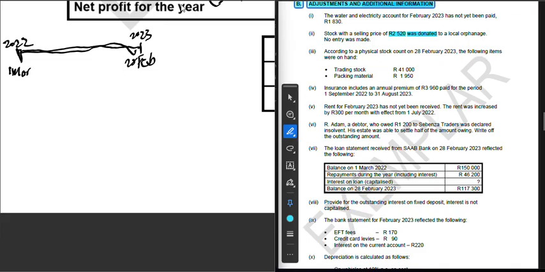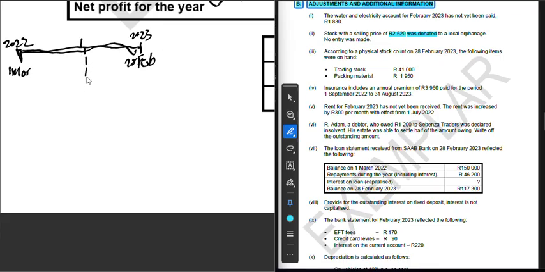Annual means that it is for the whole year. So this is an annual premium of how much? Of 3,960. So they say that this was paid for the period of September 1st 2022. So that should be around here. So we look at the months. It's going to be September, October, November, December, January, February. So that's 6 months.